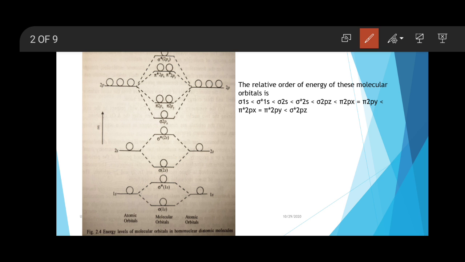Similarly, when a 2p orbital of one atom overlaps with a 2p orbital of another atom, if both have the same electronegativity, that means both are the same type of element, then again 6 new molecular orbitals will get formed due to combination of 6 atomic orbitals. Out of these, half, that means 3, will be bonding molecular orbitals and the other half will be antibonding molecular orbitals. So sigma 2pz, pi 2px, pi 2py, these are bonding molecular orbitals. Pi star 2px, pi star 2py, sigma star 2pz, these are antibonding molecular orbitals.